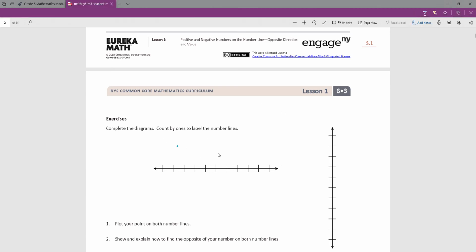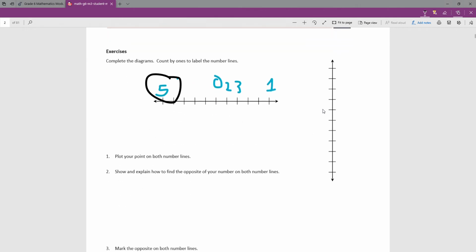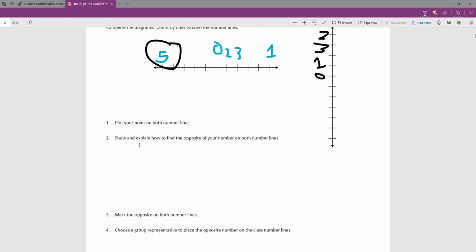So the answer for this one, as you know, there's 0 in the middle, there's 1 here, 2 here, 3 here, and 5 here, as you can see. Now let's actually change the color to black. No, wait, change it to black. Here is 5. 5 is the answer. This is 0, 1, 2, 3. Now this is really easy, as you can see. So to plot the point of both number lines, you want to plot it on this one and on this one, right here. The one there.